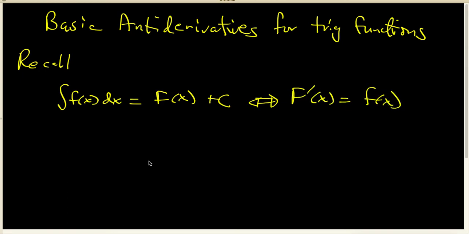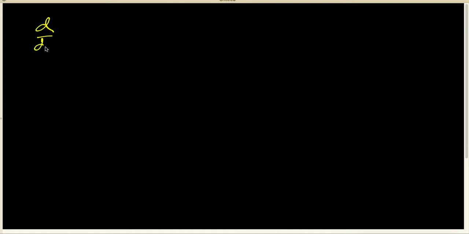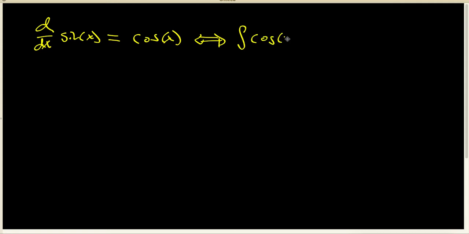And what we're going to do is look at derivatives of various trig functions and rewrite these properties as integral facts. So to start with, let's look at the derivative of the sine of x. We know that that is the cosine of x. Hence, we can say that the indefinite integral of the cosine is going to be the sine of x plus any constant that we want to add.